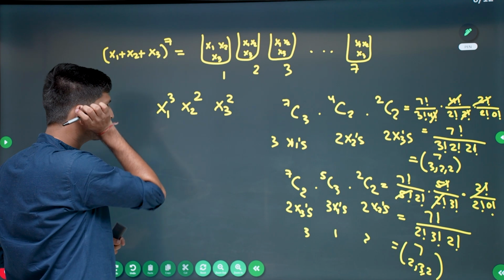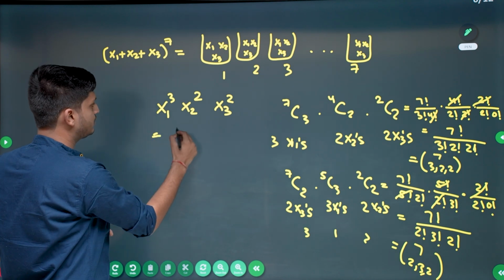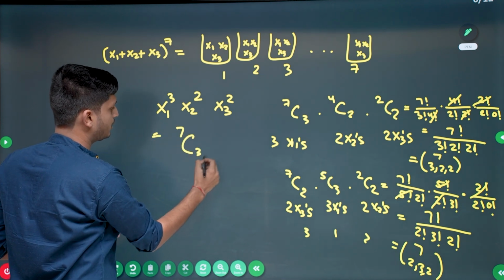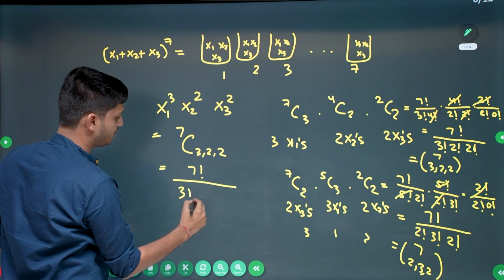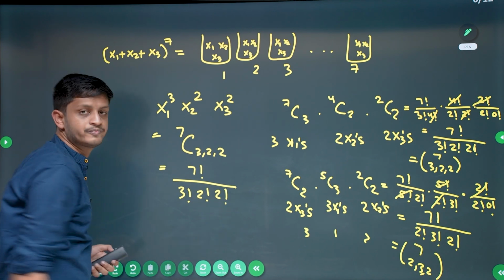So this coefficient will be equal to 7 choose 3 comma 2 comma 2, which is 7 factorial upon 3 factorial 2 factorial 2 factorial.